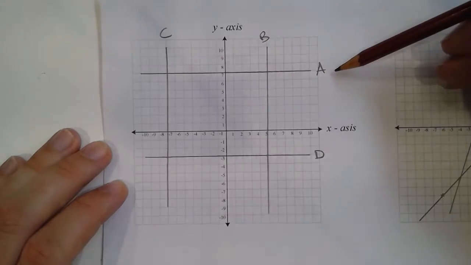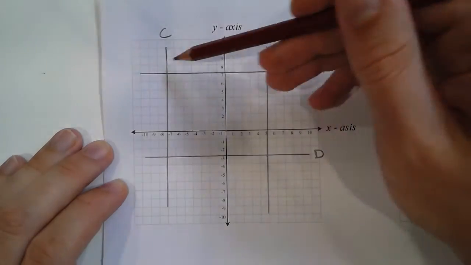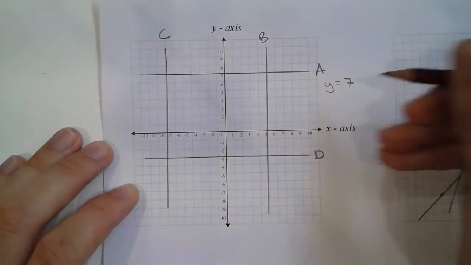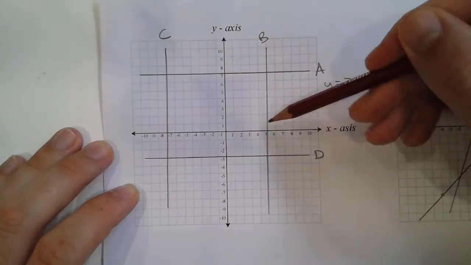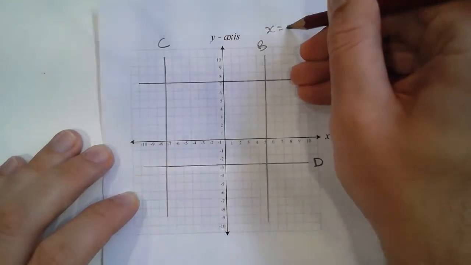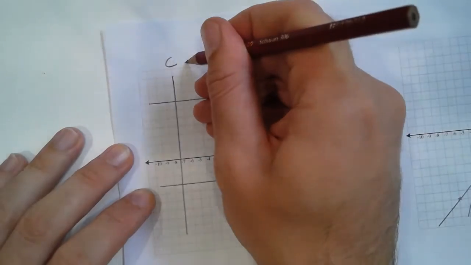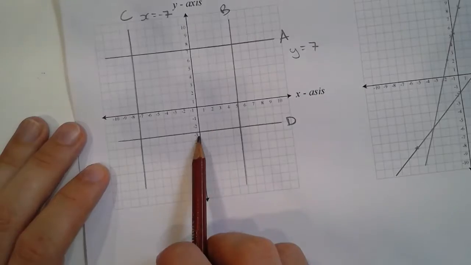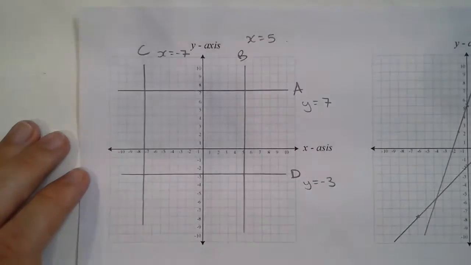So this line A, we notice that it always goes through a y value of 7. So anywhere on the line, the y value is 7, which means the equation is simply y equals 7. Let's look at B. For B, it always goes through an x value of 5, always, nothing else, therefore the equation must be x equals 5. C goes through the point -7, so that's x equals -7, and finally D only goes through y values of -3, therefore it's the line y equals -3.